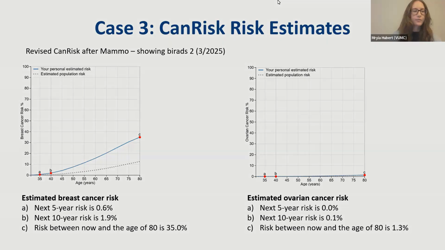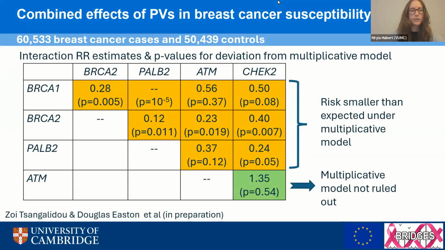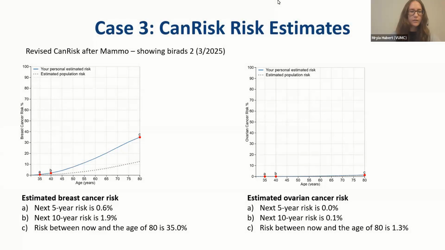So, an interesting case that brings up CanRisk, and are the risks additive of each other? When it's calculating, are the breast cancer risks additive of each other? What are you thinking about the risks that we got for her? Does that seem appropriate given the family history and the genetic mutation? Just wanting to hear your thoughts on this.